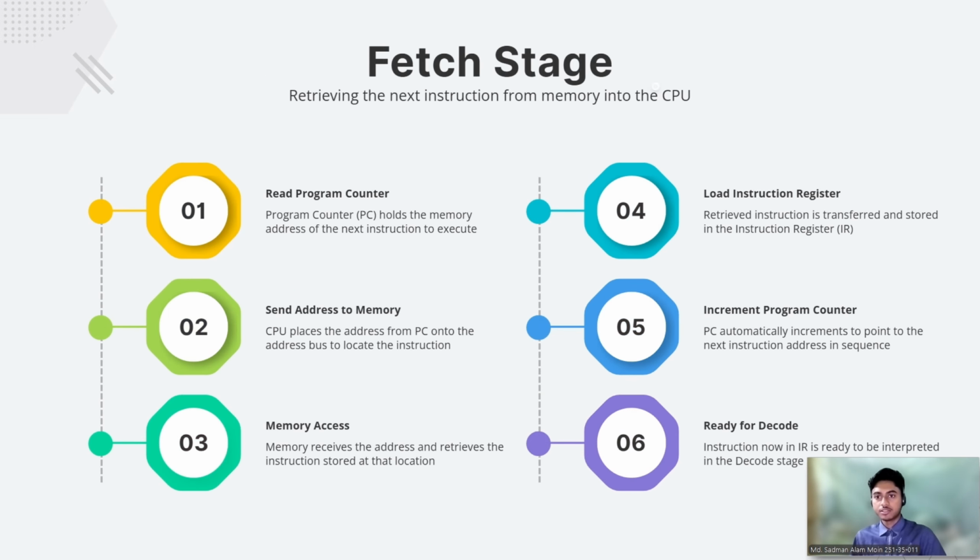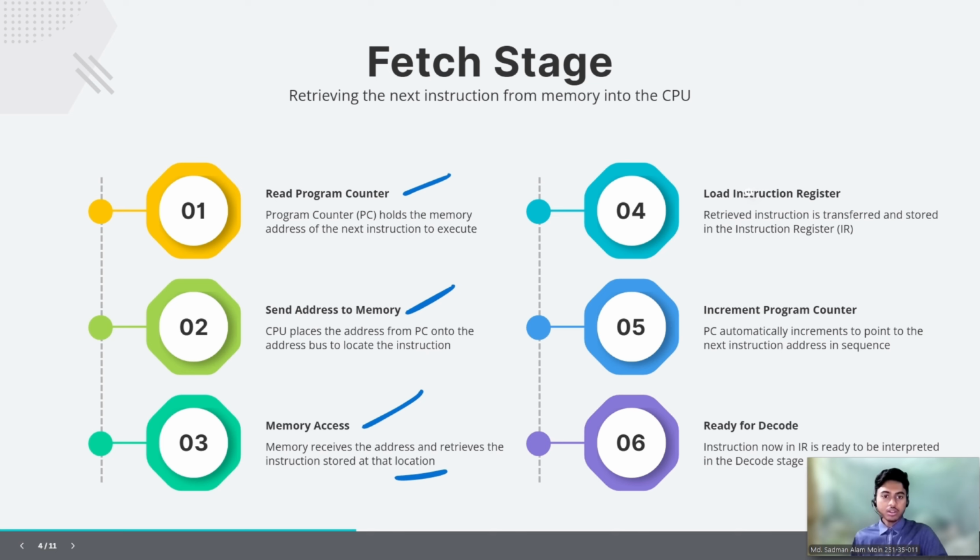Now let's talk about the fetch stage. First step, read program counter. The program counter holds the address of the next instruction. Step 2, send address to memory. The CPU sends this address to the memory. Step 3, memory access. The memory finds the instruction at the location.